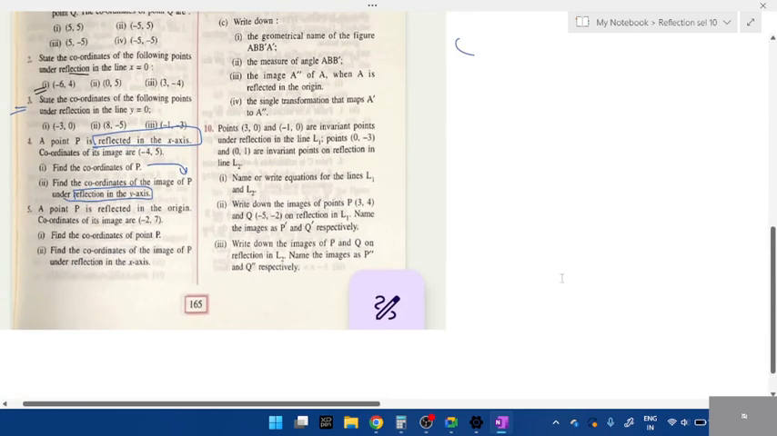Just try the fifth one for homework. Only one question. Where is the reflection? In the origin, right? Mention the reason properly. If it is origin, both the coordinates will change, and the next reflection is in the x-axis. Think about this, complete and send it.